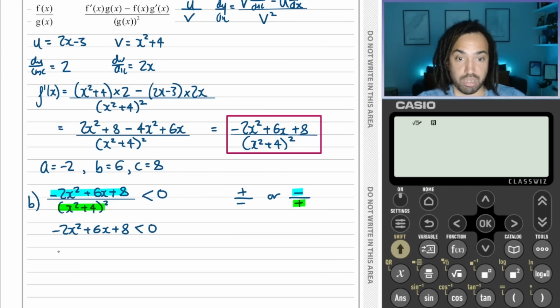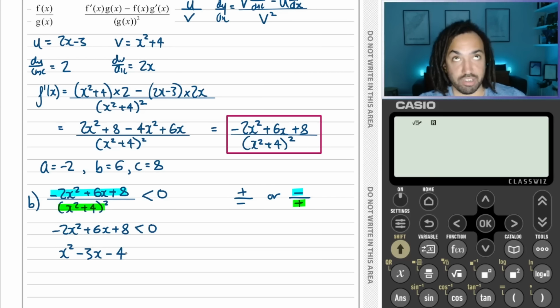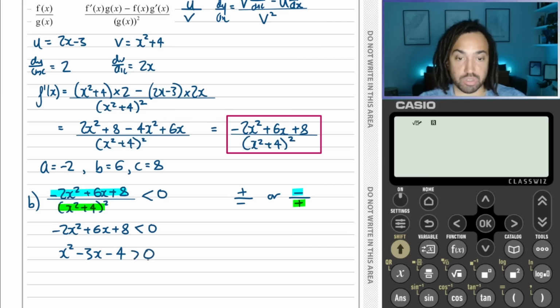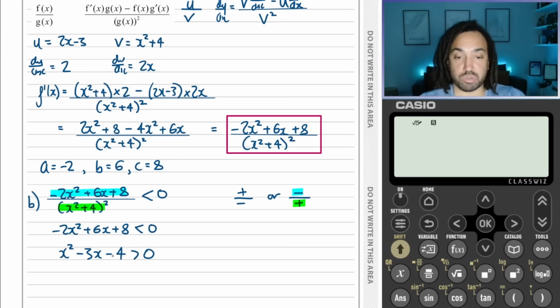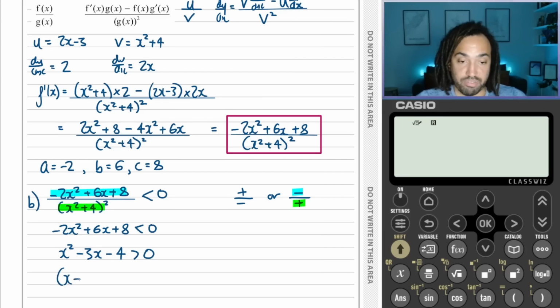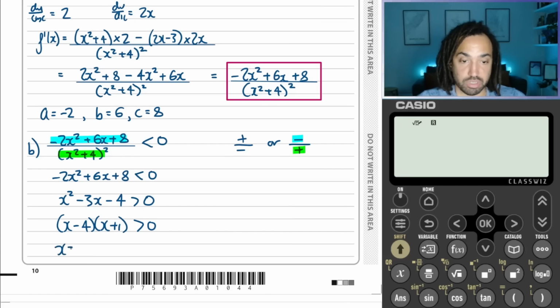Okay, I'm going to times through by minus a half to get rid of the minus sign by the x squared, and also everything's got a factor of 2, so we can get rid of that. So it's going to be positive x squared minus 3x minus 4, and if we times through by negative, we've had to swap the sign over, as what we do when we times or divide by negative in an inequality. We have to swap the sign over. Okay, this can be factorised, and this is going to give us our critical values of this quadratic inequality. So those critical values are x equals 4 and x equals minus 1.